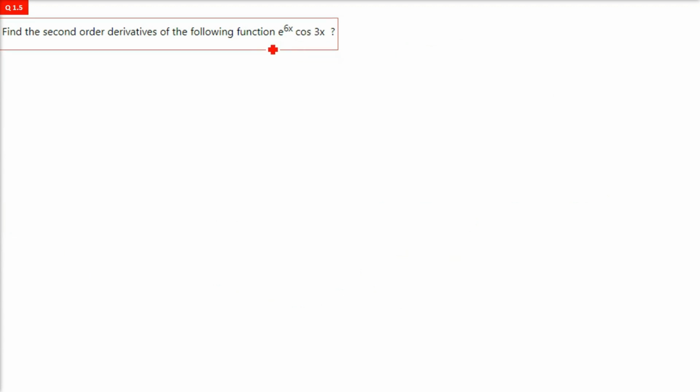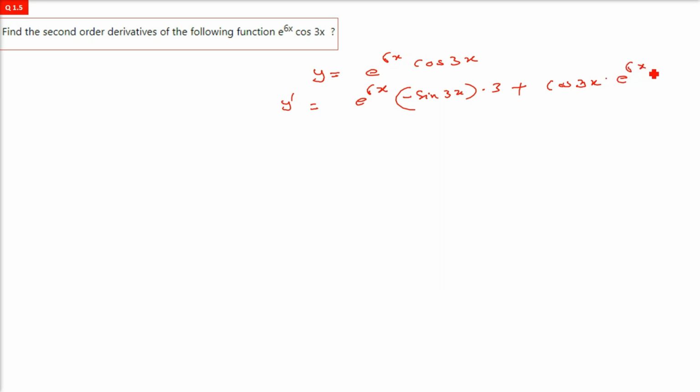Now same thing here, almost same as the previous question, but we'll do it. Those who just want to go ahead because they have understood how to do this can move on to the next question, but I'm going to do this. e raise 6x cos 3x, y prime is e raise 6x, we'll keep it like that. The derivative of cos 3x will be minus sin 3x, and then differentiation of 3x will be 3. Then we have plus cos 3x will remain like this. e raise 6x, differentiation of 6x will be 6.